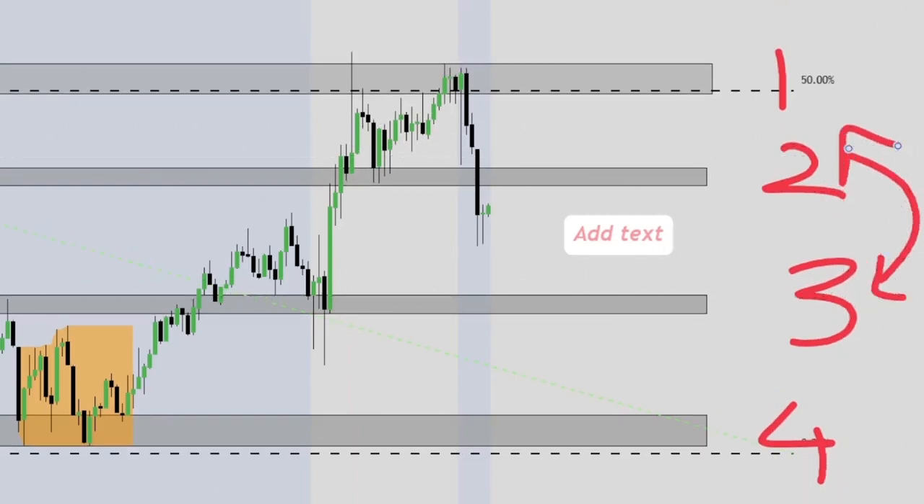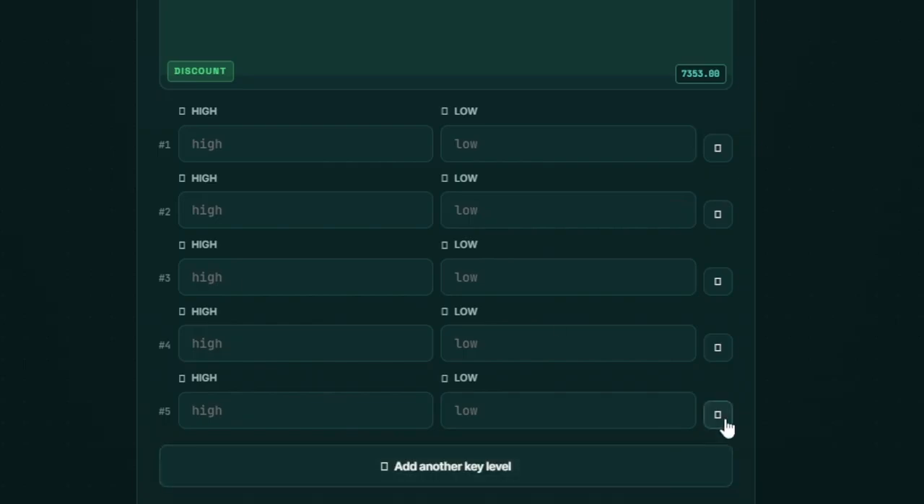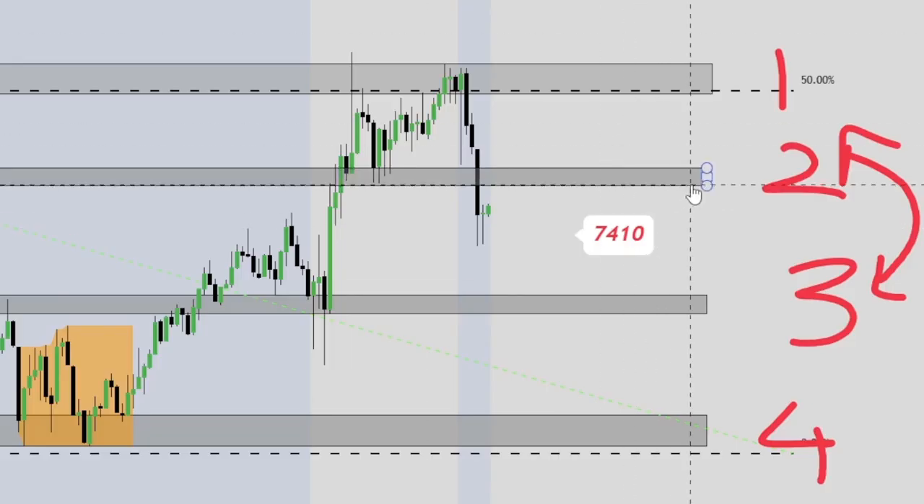So what the system will prompt you to do, let's say this is 74.10, is type in those levels. It will prompt you to type in those numbers like I'm doing now. We only need 2 levels, and the system will prompt you to type in 2 levels. So let's say we have this level here, 74.23 to 28.